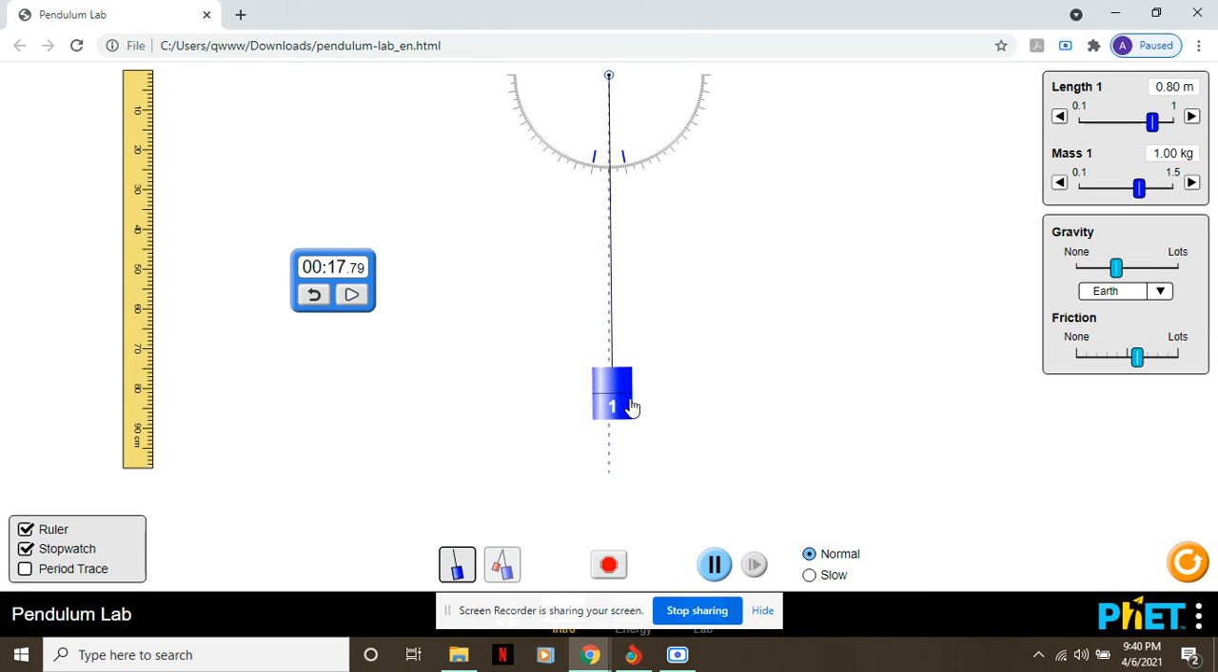Okay, so in this case, you saw that I didn't start the stopwatch when I released the pendulum. That's because I wanted to be as accurate as possible. So I allowed the pendulum to move to my left. Then when it reached its topmost point, that's when I started the stopwatch, and that's when I started counting the 10 oscillations.